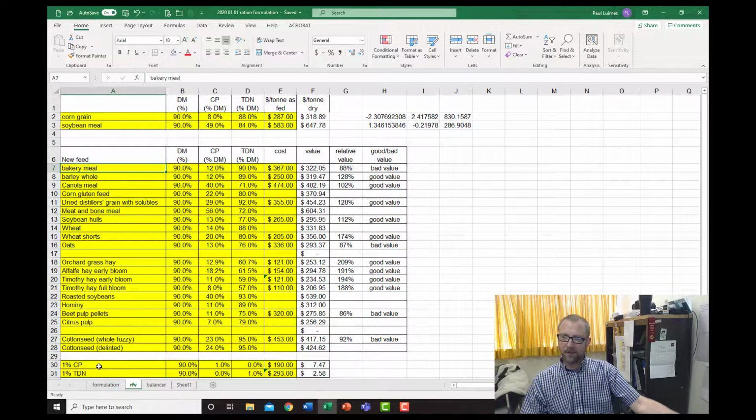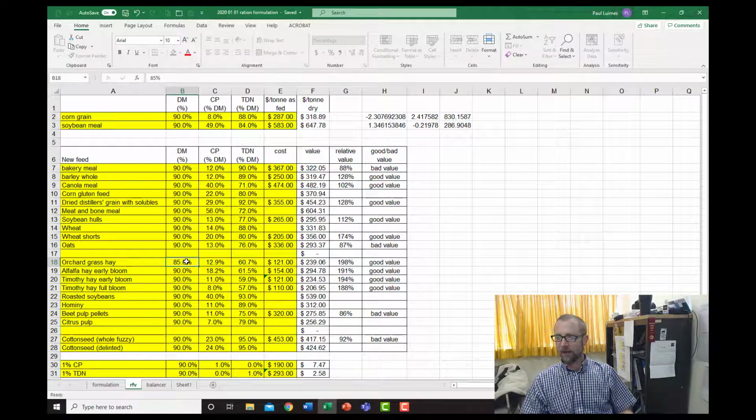What I did here at the bottom I think is interesting is I just said, okay, what is every percent of crude protein worth? It's worth about $7.47. That's a value, and 1% of TDN is worth about $2.58. Just on a dry matter basis, assuming 90% dry matter. Again, you can change these numbers to make them make sense. That's probably a little bit too dry for your hay, so you can just go down and make the different calculations that you want to find out what the value of it is.